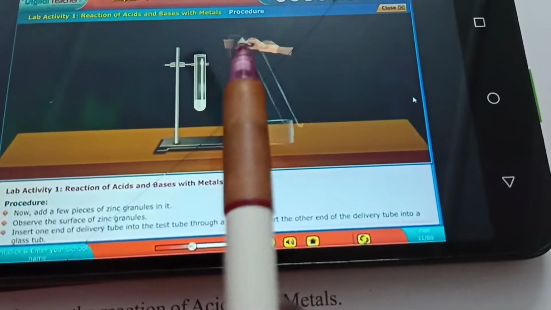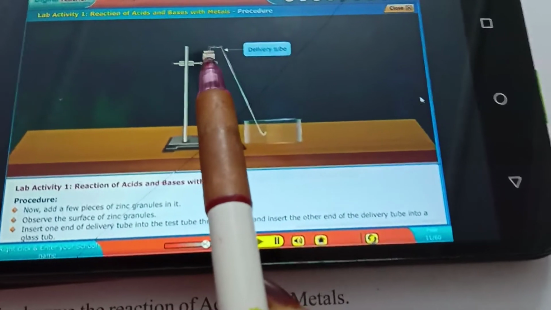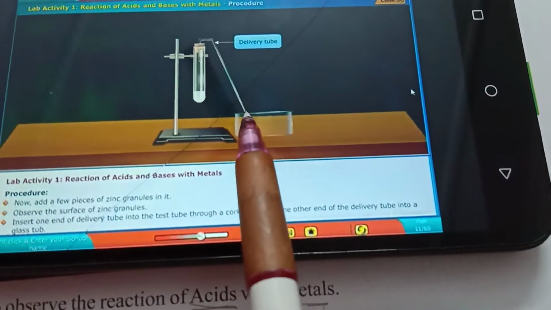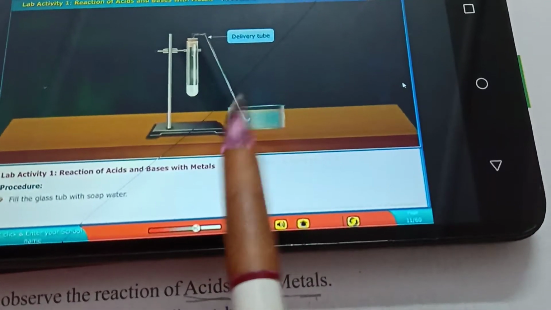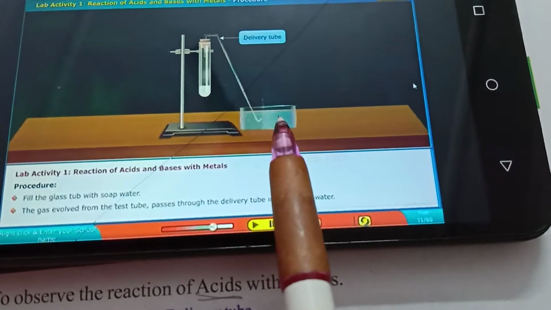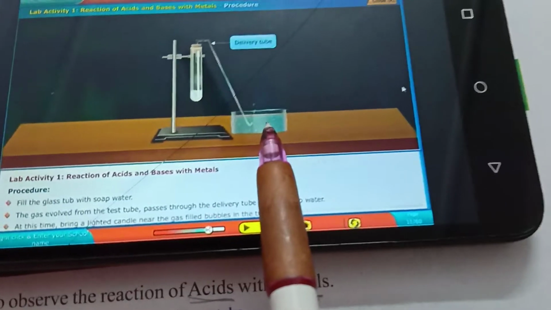Then we have to place a delivery tube. We have to cover this test tube with this cork and delivery tube. This is the glass tub, and in this glass tub we have to add soap water.